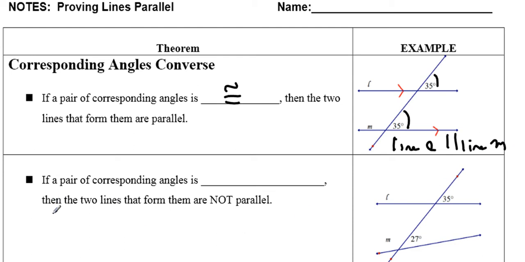The inverse of that would be that if a pair of corresponding angles is not congruent, so if we take this 35 and look at its corresponding angle, which is 27, they are not congruent, then we can determine that line L is not parallel, and I'm just going to put a slash mark through the parallel sign. Line L is not parallel to line M.